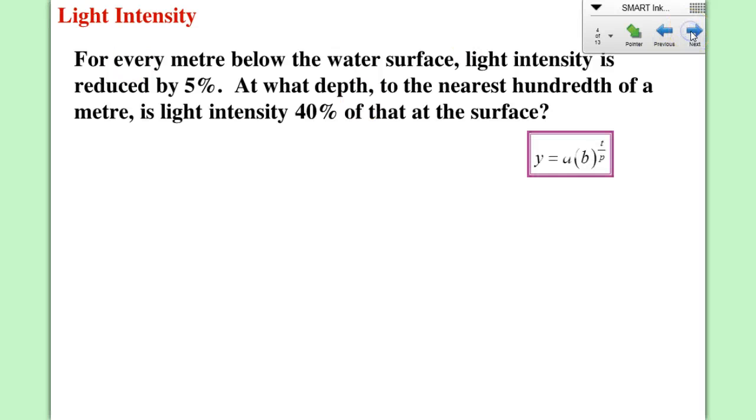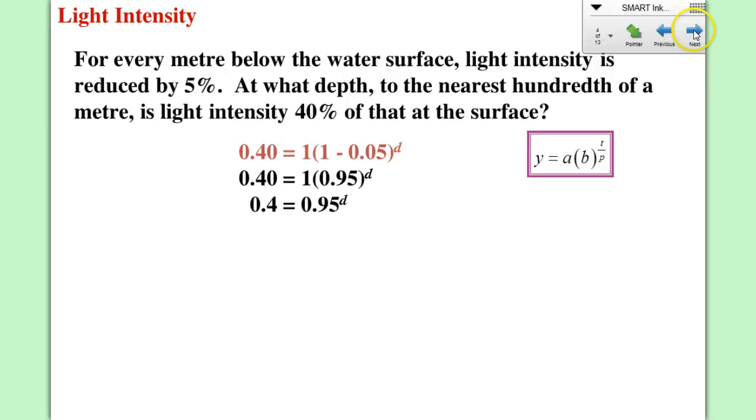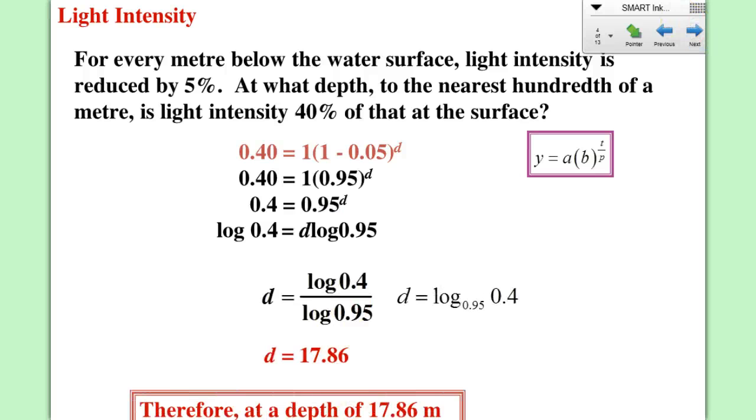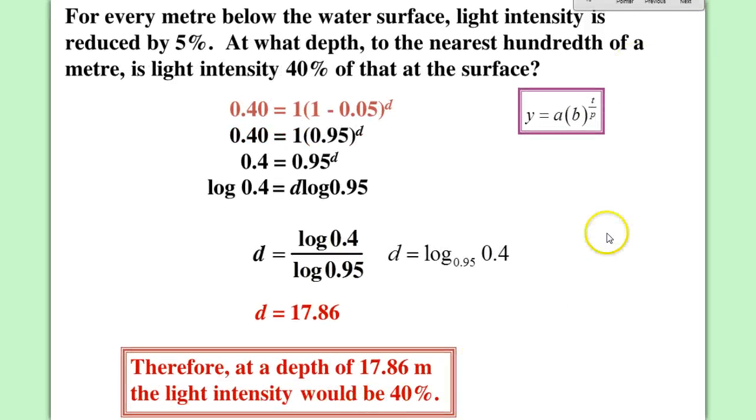Now that you're back, I'm assuming you've, again, pondered our basic equation, and you've said to yourself, well, I want 40% left. And this could be 40, or you could write 0.4. You have 100%, which is 1 here, and your growth factor is actually 0.95. Why is that? Because you've got 100% minus 5 every meter. You're losing 5 every meter. Now this water must be pretty clear. This is more of a mountain lake. We need to solve that for D. Notice there's just a period of 1 meter, so it makes it a nice exponent. There's no fraction. And therefore D is equal to 17.86 meters when the light intensity would be 40%.